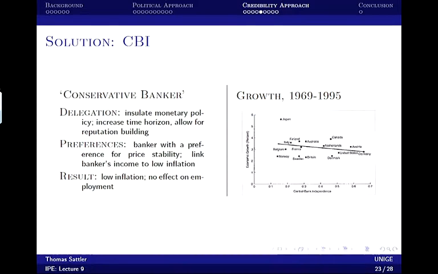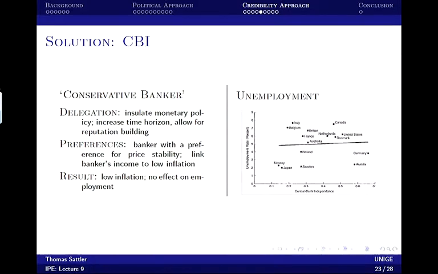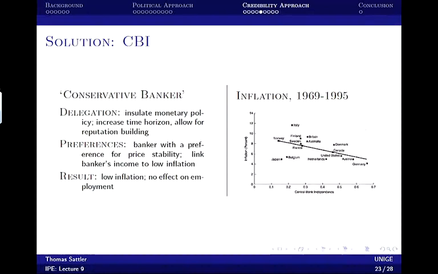And here, this is growth. What we see here is almost no relationship between central bank independence and growth, just as the model predicted. There is almost no relationship between central bank independence and unemployment, but there's a negative relationship between central bank independence and inflation. So the more independent the central bank, the less inflation we see.